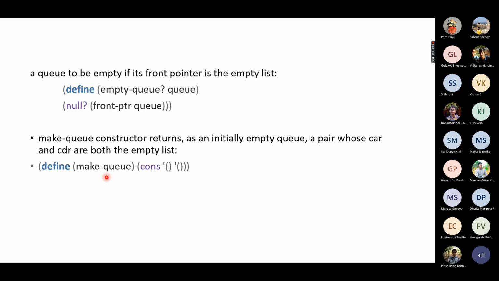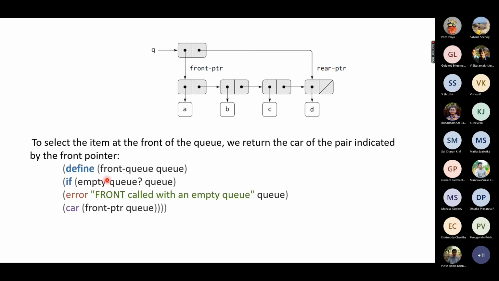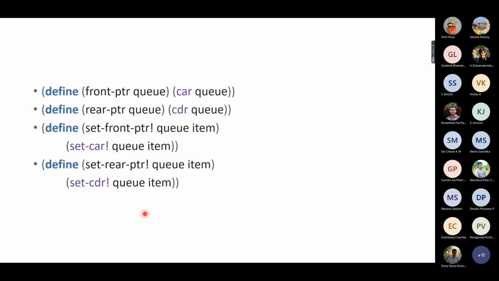Consider immediately after making a queue, you are calling the front queue. If it is empty, it will give you an error. Otherwise you are calling the front pointer of queue. Front pointer of queue, what it does, it will return you the car part. So what is the car part? Car part is pointing to this one, isn't it? And in that part, only the car part. So car of q. Understood, right? Front pointer q, if you look at the procedure, it is returning car of q.